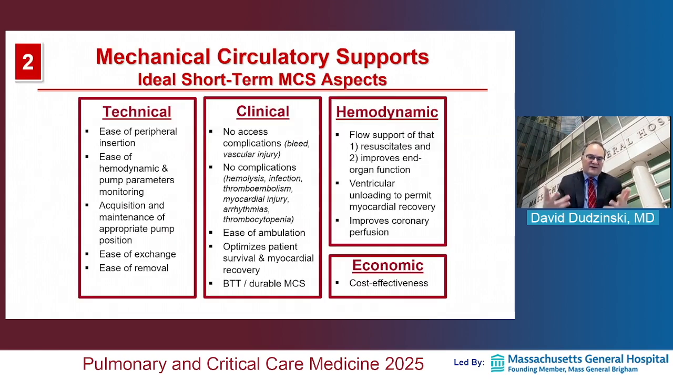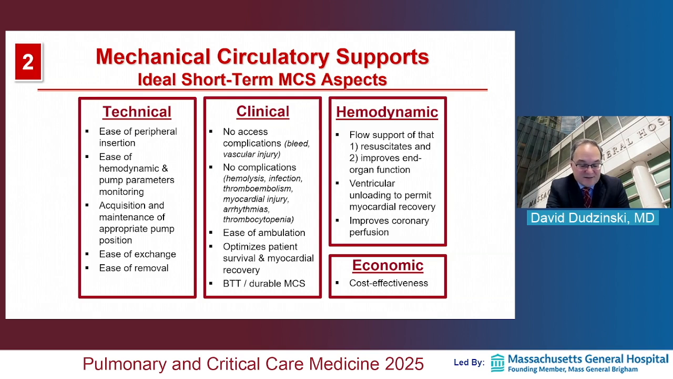So I'm going to get to the toolkit and the heuristic. How would I think about mechanical support? If we had to design an ideal mechanical circulatory support, we'd want it to be able to be placed rapidly, peripherally, so not needing a catheterization laboratory or an operating room. We want it to be readily available, easy to exchange and remove. We want to minimize complications, especially bleeding.